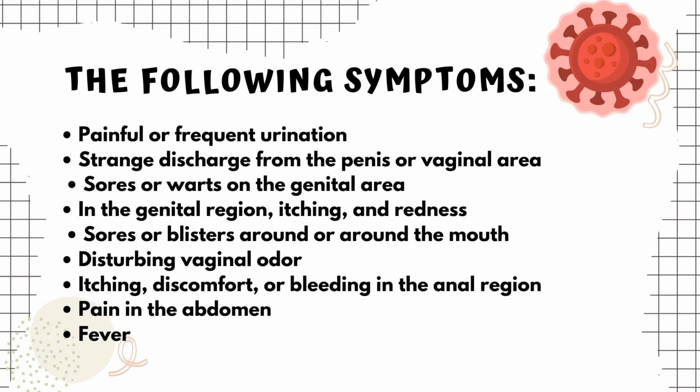The following are symptoms: painful or frequent urination, strange discharge from the penis or vaginal area, sores or warts in the genital region, itching and redness, sores or blisters around the mouth, disturbing vaginal odor, itching, discomfort or bleeding in the anal region, pain in the abdomen, and also fever.